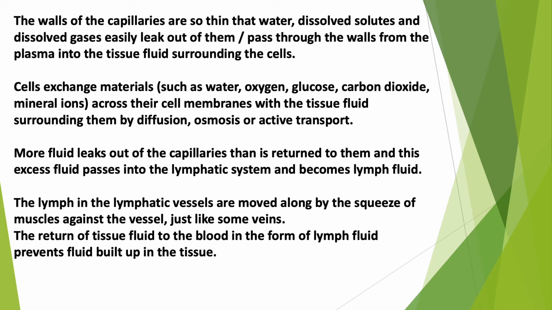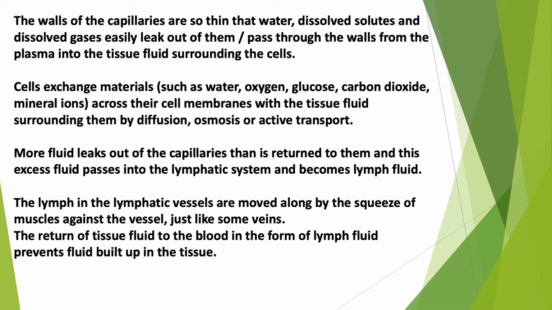Cells exchange materials such as water, oxygen, glucose, carbon dioxide, and mineral ions across their cell membranes with the tissue fluid surrounding them by diffusion, osmosis, or active transport. More liquid leaks out of the capillaries than is returned to them, and this excess fluid passes into the lymphatic system and becomes lymph fluid.